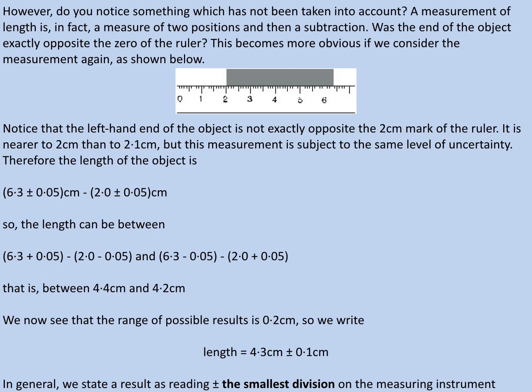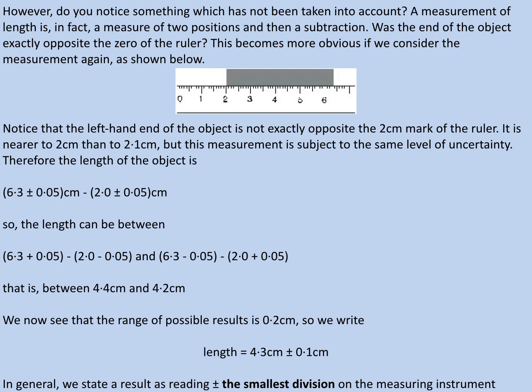So what we can do is make a general rule of thumb and say that in general we'll state the error of a reading as being plus or minus the smallest division on the measuring instrument. So that's just a rule of thumb we can use. So instead of saying 4.3 plus or minus 0.05 of a centimetre, we could easily say 4.3 plus or minus 0.1 of a centimetre, and that's a reasonable thing to do.